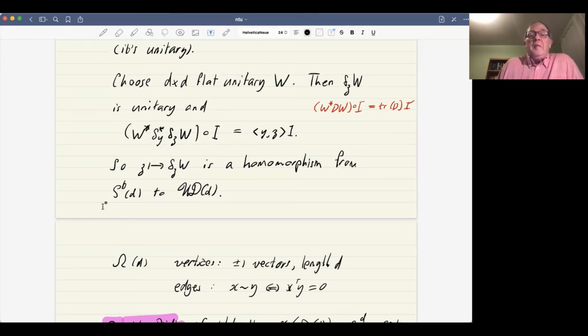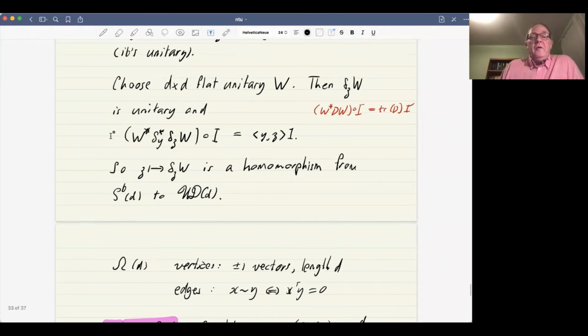So I've got my flat unitary W, and the observation is that delta Z W is unitary because it's a product of unitary matrices. There's a nice little calculation required, which I'm not going to give you, but you can check that. What I'm looking at here is the unit product of delta ZW with delta YW. We're looking at the diagonal entries of this product, and the diagonal entries are all equal to the inner product of Y and Z. And so the map that takes Z to delta ZW is a homomorphism from S-flat to the derangement graph.